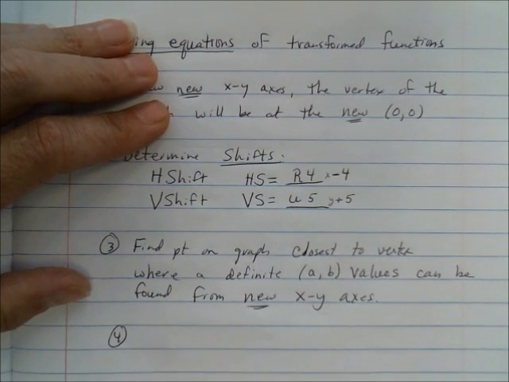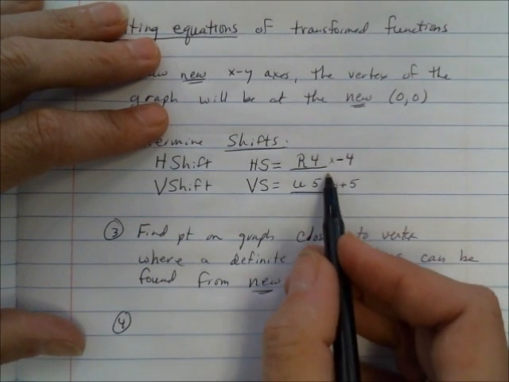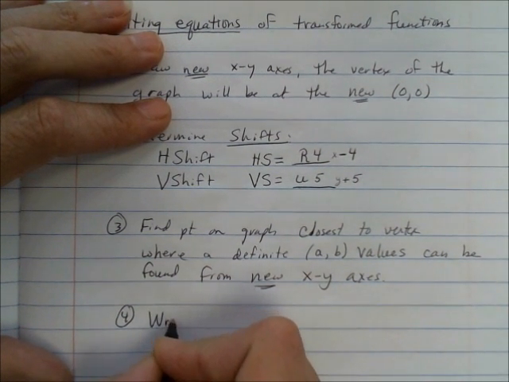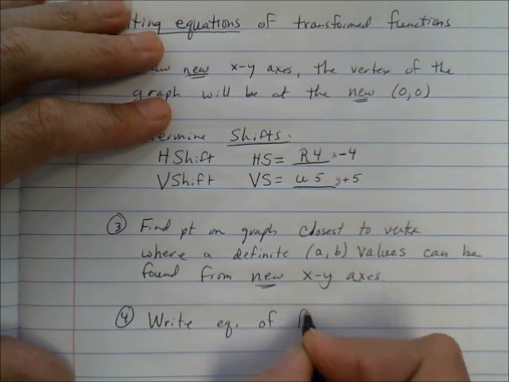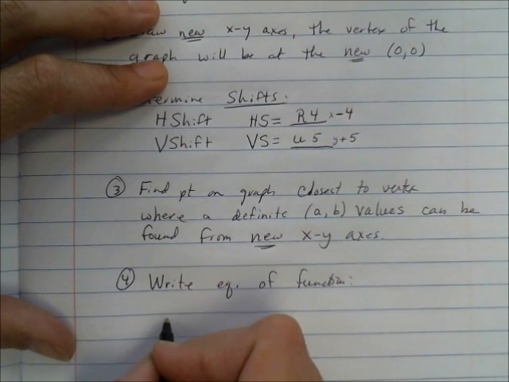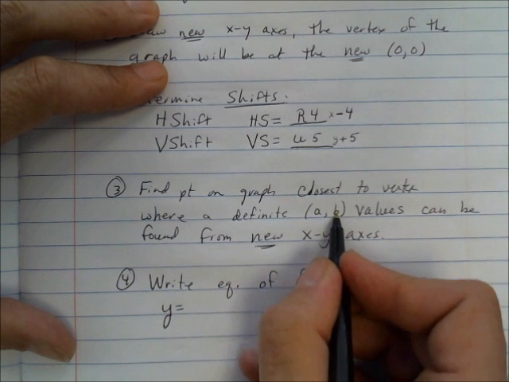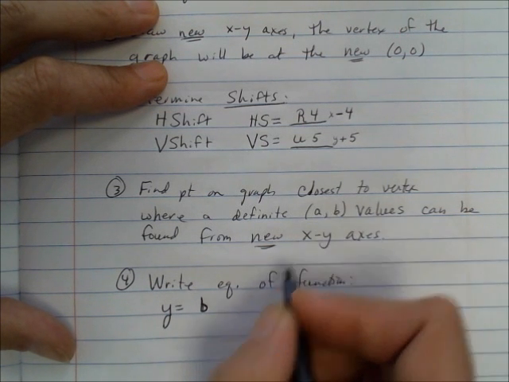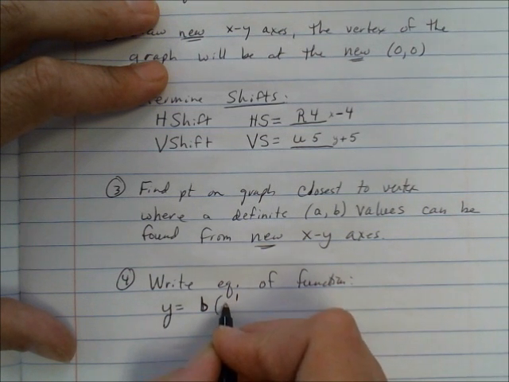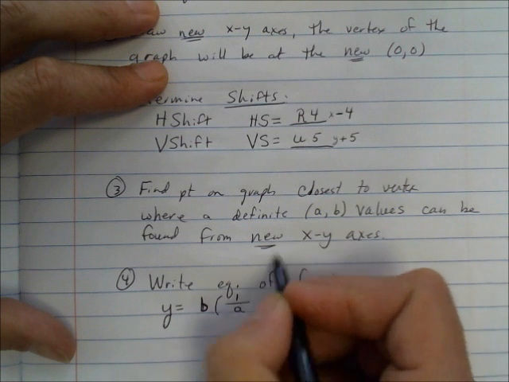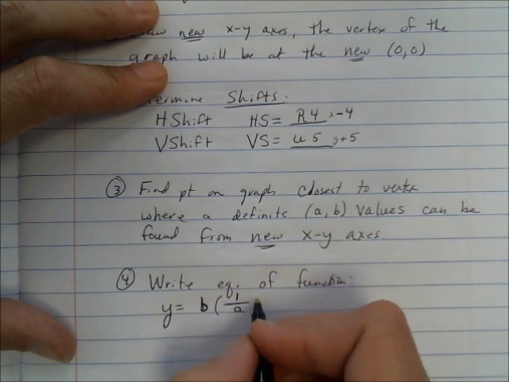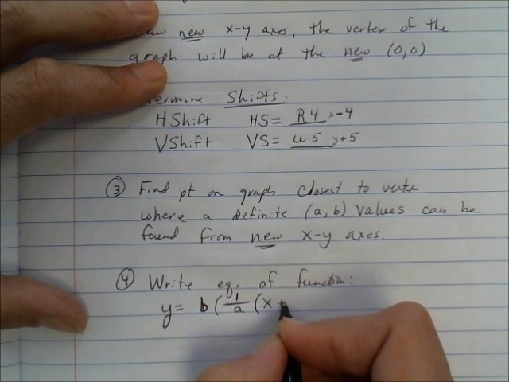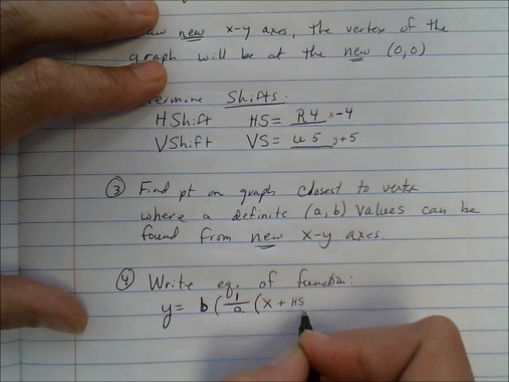Then we're all set to write the equation of a function based on the shifts and the new point that we found. This is how we're going to do it. You start out with y equals, and whatever b value you found goes on the outside of parentheses, because on the outside means what we're doing to the y values. Then on the inside of the parentheses you have 1 over a. Remember, a is the x value, and whatever you do to the x's is the opposite. So 1 over a, open parentheses, and then x plus the horizontal shift, or minus, whatever it is. I'll just put HS in there for horizontal shift.